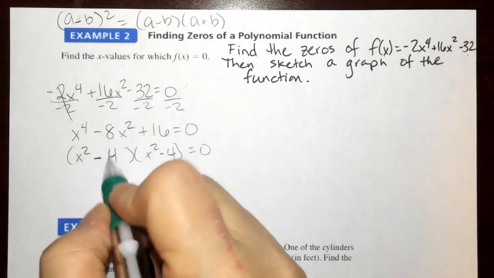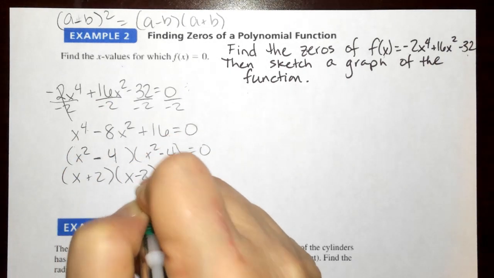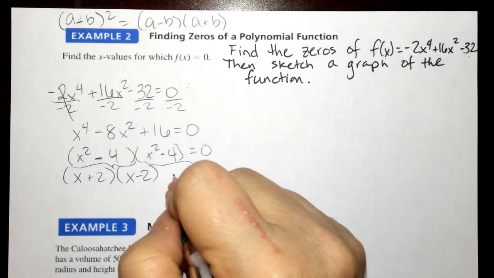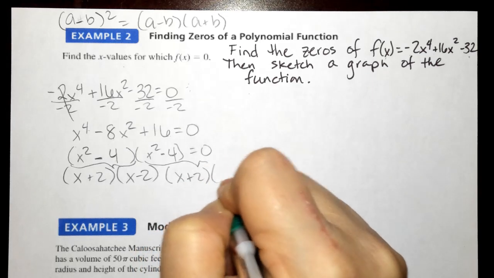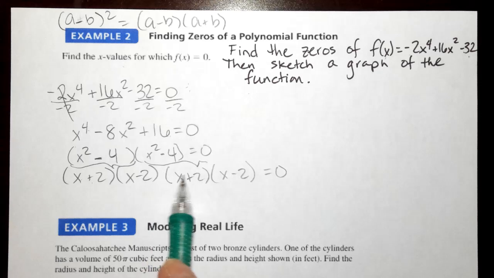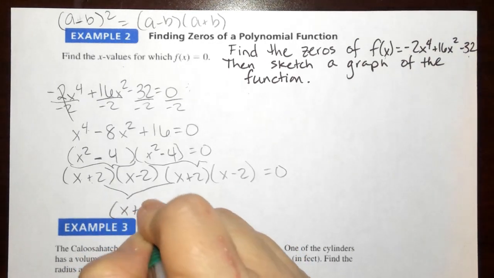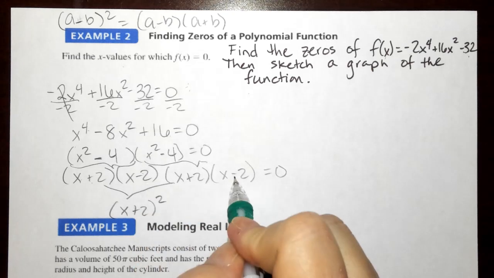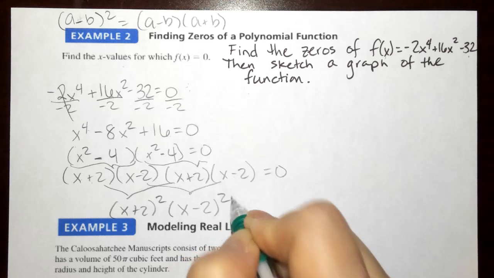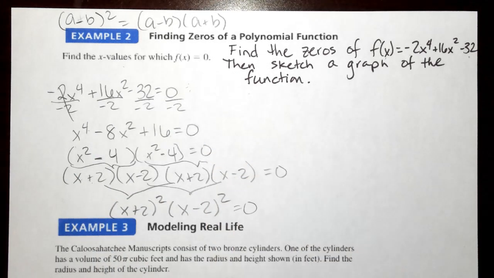All right, so we're going to rewrite this. Square root of 4 is 2, so we have x plus 2, x minus 2. That's for just this first one. But then we need another one for that one. So we have x plus 2, x minus 2. Now, these two are exactly the same, right? So we could rewrite this as x plus 2 squared. These two are exactly the same, so we could actually rewrite this one as well as x minus 2 squared and set it equal to 0.